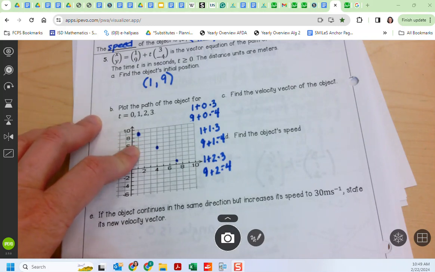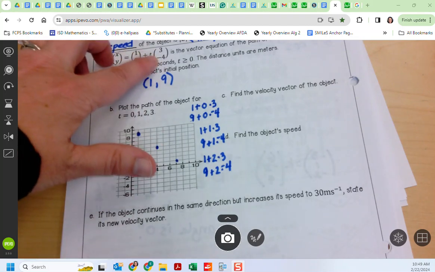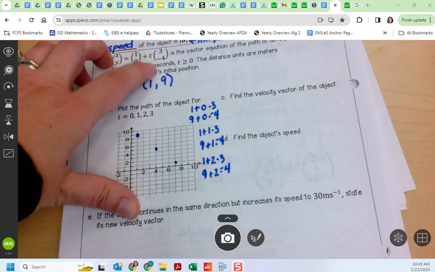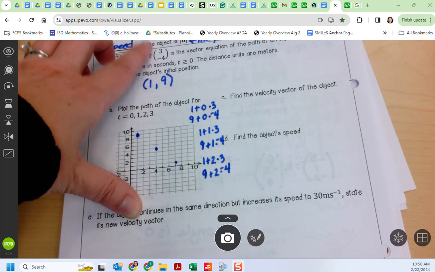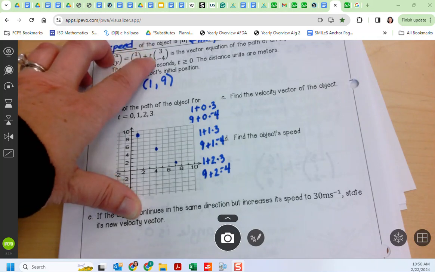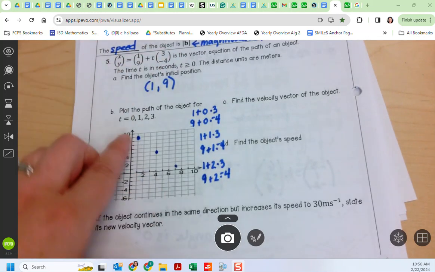Negative 4 is your rise, right? And 3 is your run. So negative 4 over 3, that's the change in y over the change in x. You see how it comes from your vector? It's just written backwards from a slope because this is written x first and then y. When we write slope, we write change in y over change in x. So this can also tell you the slope of your line.